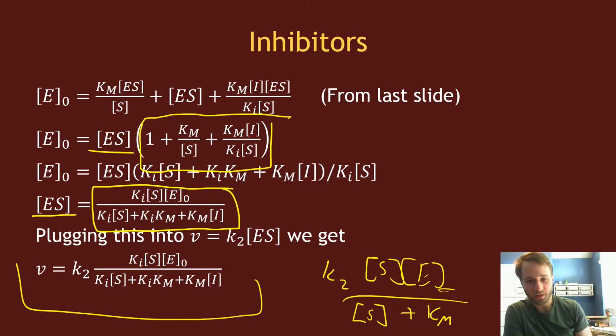You can relate these things if you divide the Ki on the top and bottom, and so we'll put Ki here. Then we get a very similar expression: K2 times S times E naught divided by S plus Km. There's just this extra term, plus Km times the concentration of I divided by Ki.